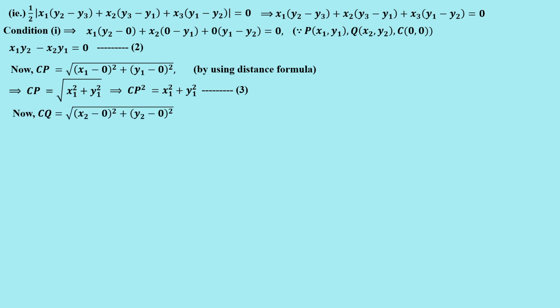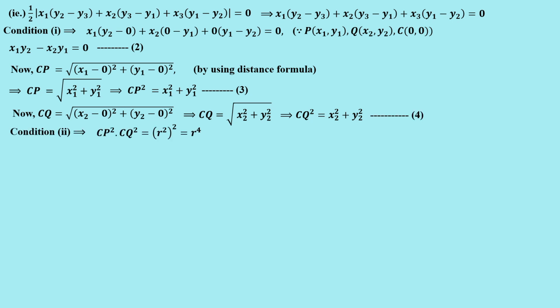Similarly, we are going to find CQ. Taking C as (0, 0) and Q as (x2, y2), using the distance formula, root of (x2 minus 0) the whole square plus (y2 minus 0) the whole square. So CQ is equal to root of x2 square plus y2 square. Squaring both sides, CQ square is equal to x2 square plus y2 square. That is equation number 4.